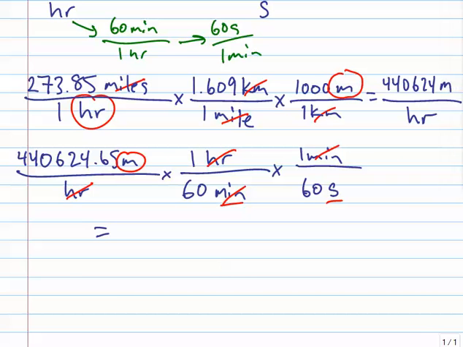So this gives me my final answer, 122.39. So this equals 122.3957, and my units here are meters per second. In my example, I was given 5 significant figures, so I'm going to round off my answer to 5 sig figs. So my final answer will be 122.40 meters per second.